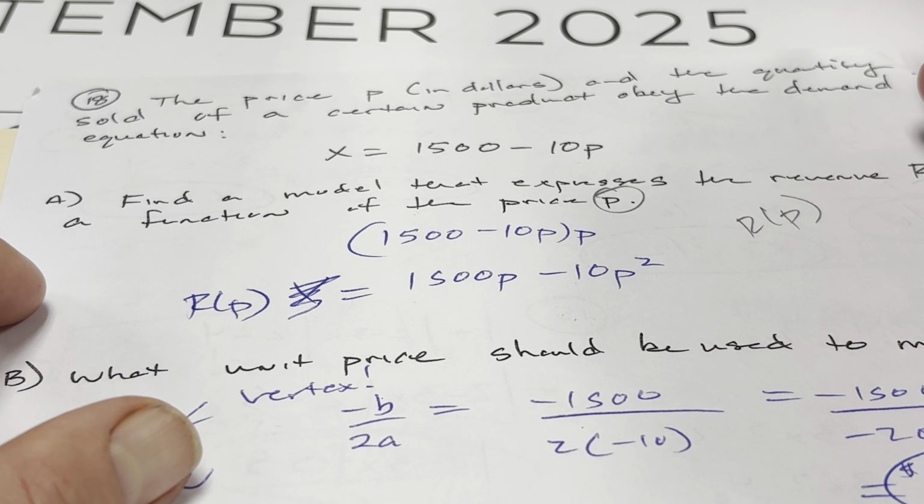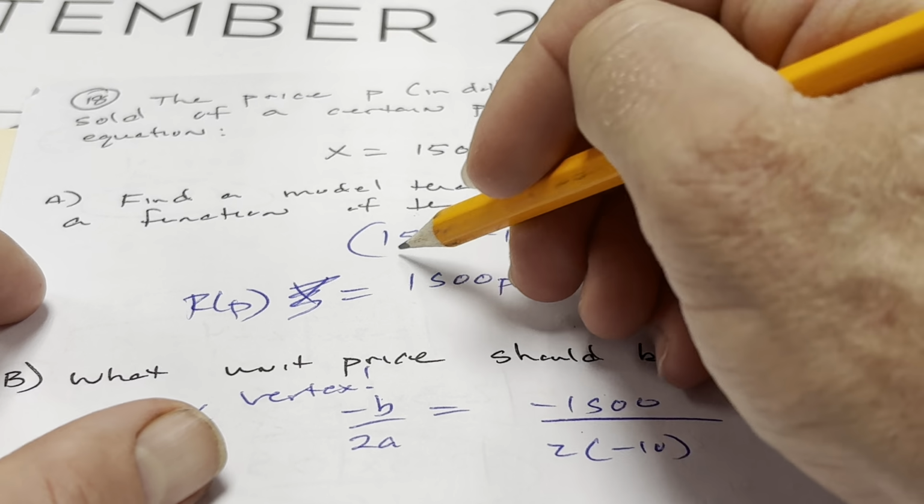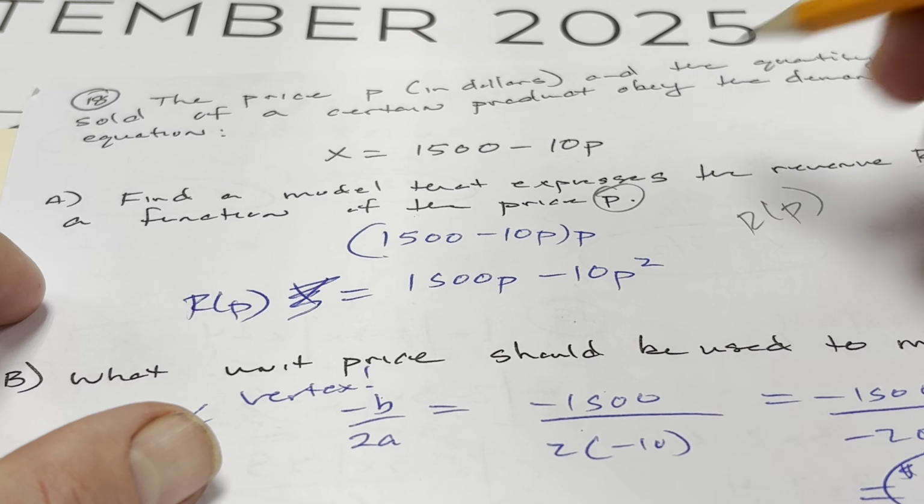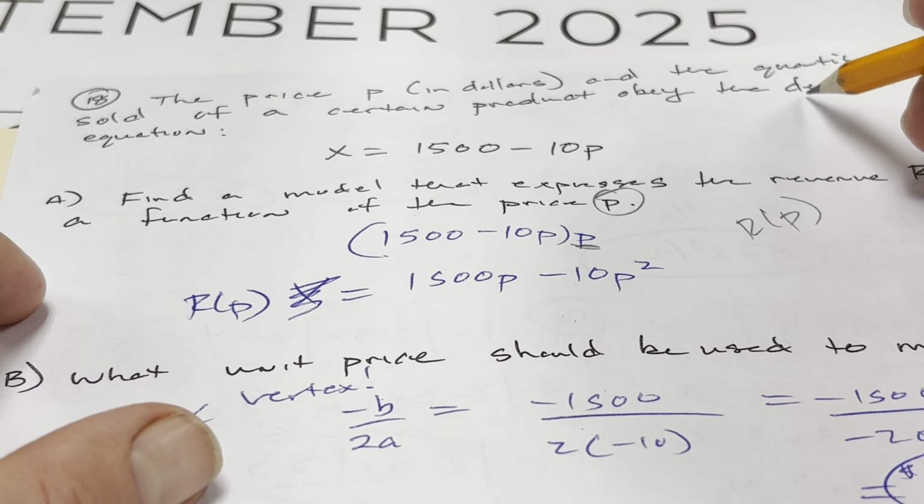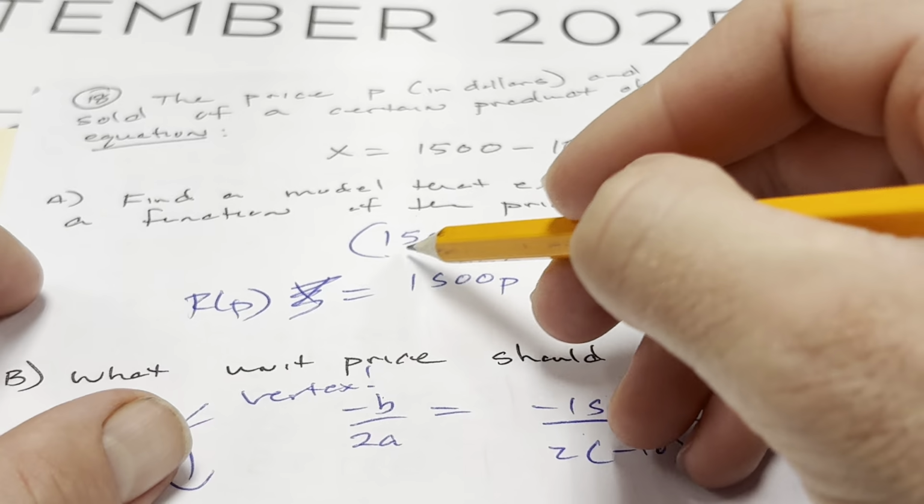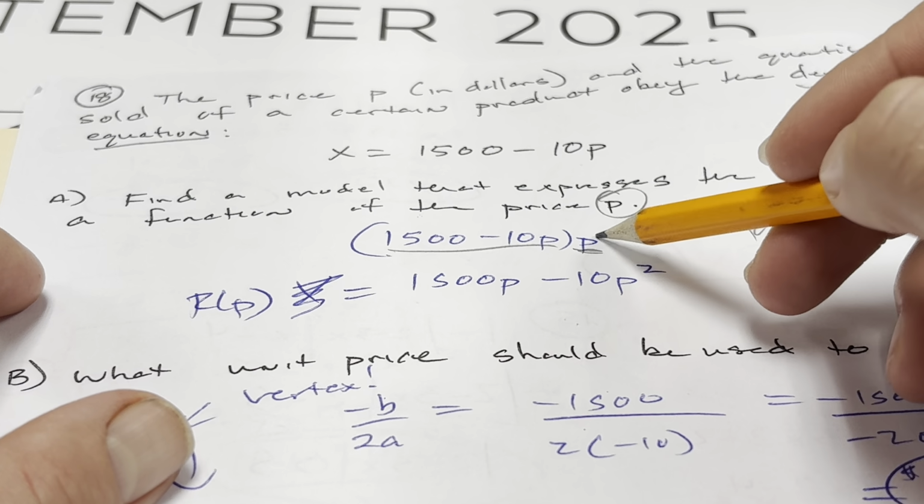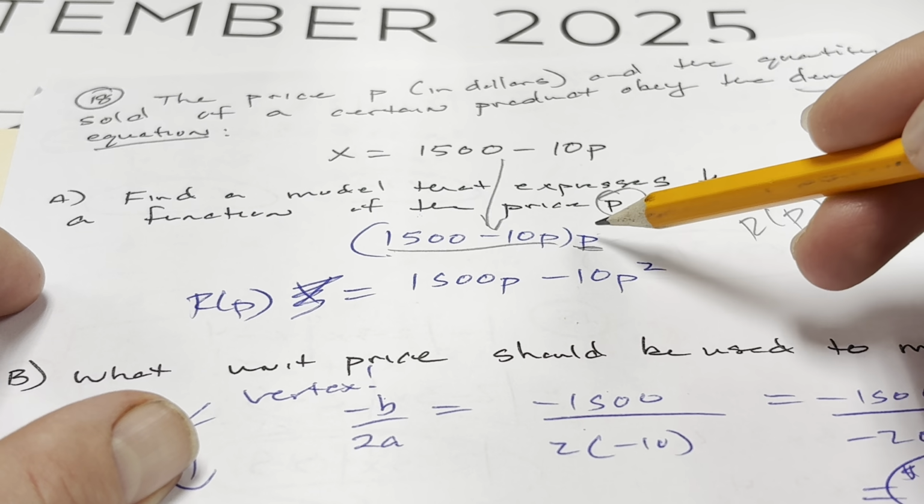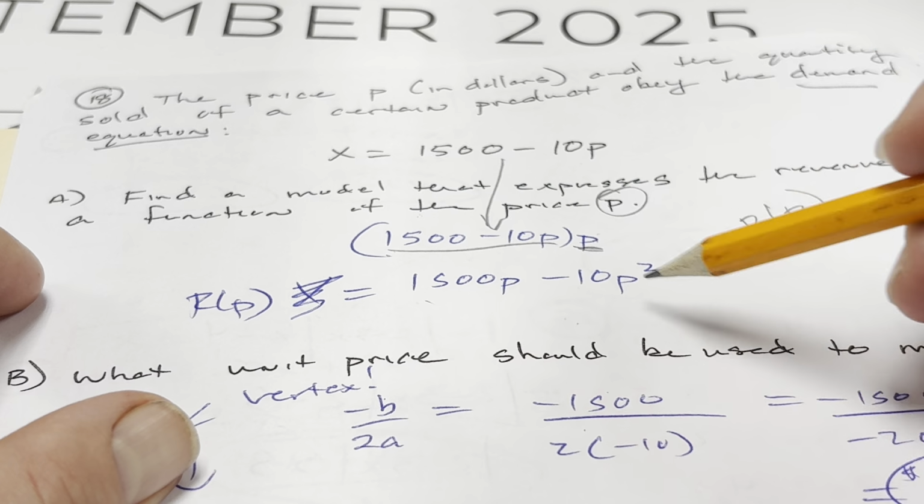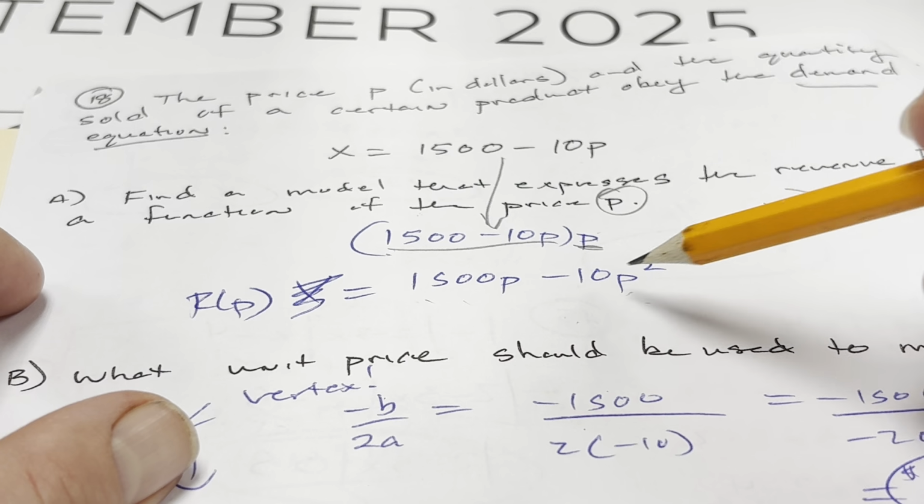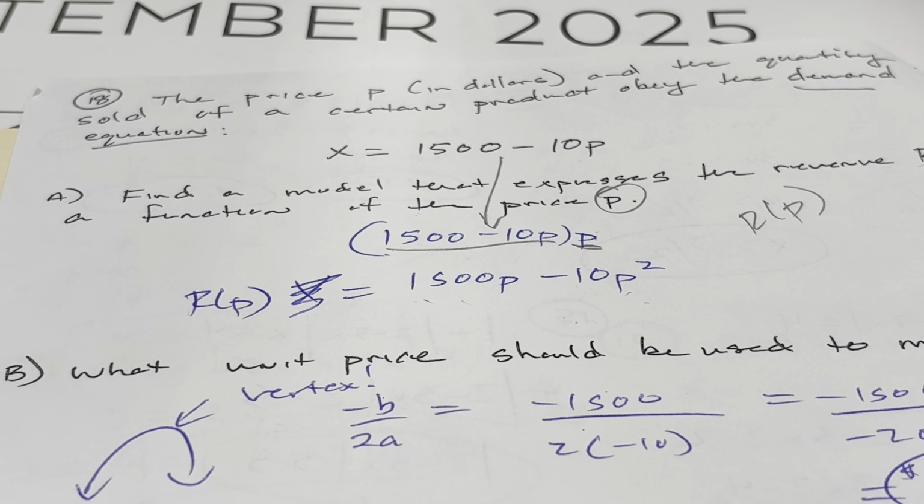So we take the price, and this is the demand, all right? So that's how much we're going to sell, and we multiply it by the price. We take this and we multiply it by the price P, and then this is our function. R of P is equal to this. You're just writing an equation.